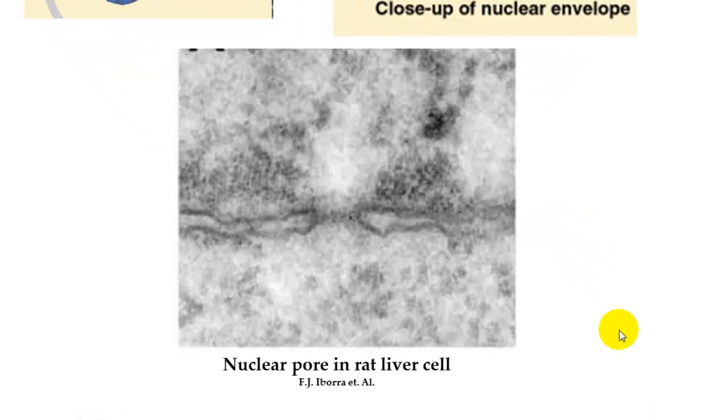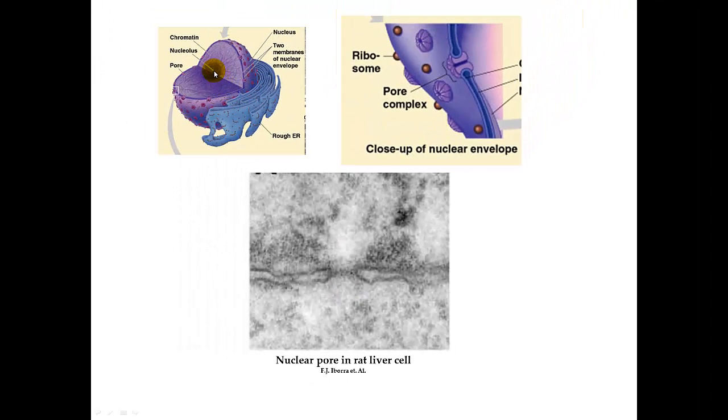Here's an actual picture of a nucleus, and this is the nucleus of a rat liver cell. And you see that there's actually a hole there in the nuclear envelope. So you might be thinking, what gives? Right? So if the function of this thing is to protect the DNA inside of it, why in the blue heck would it have holes?